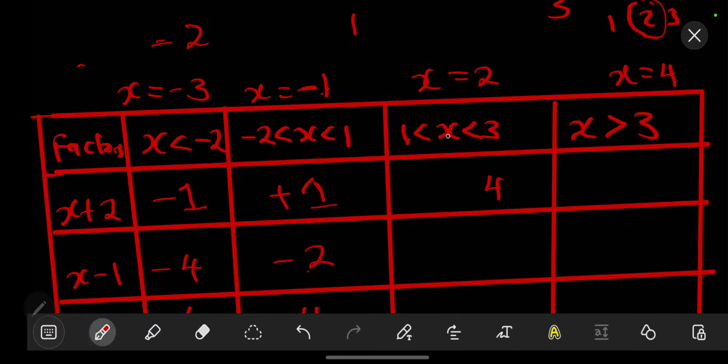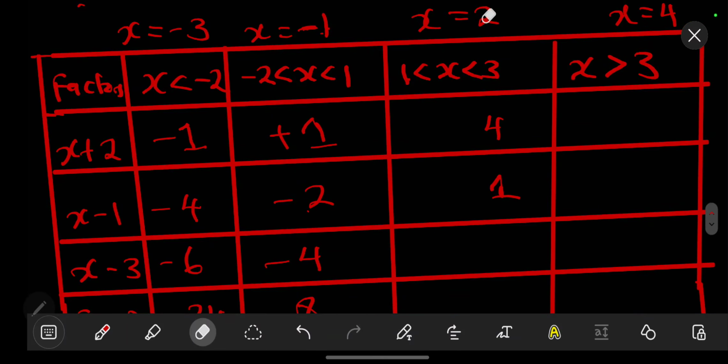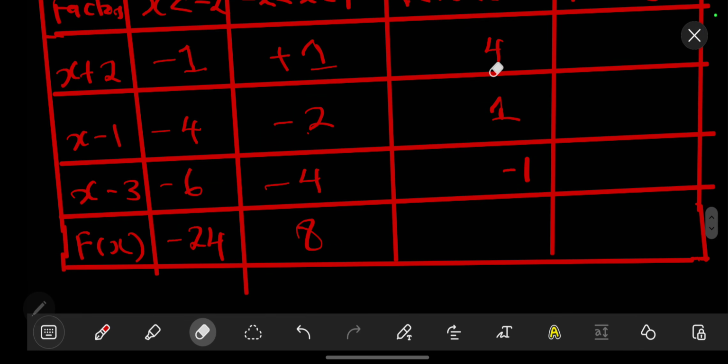Then if we get our 2 here, we are going to have a 2 minus 1, which will give us a 1. So we write a 1 there. Then finally, we are going to get a 2. We put it there. We are going to have 2 minus 3. This will give us a negative 1. So we write negative 1. Then multiply: 4 times 1 times negative 1. This will give us a negative 4, like that.